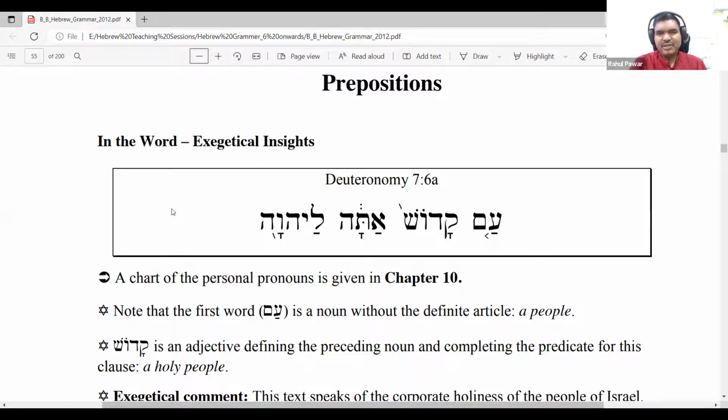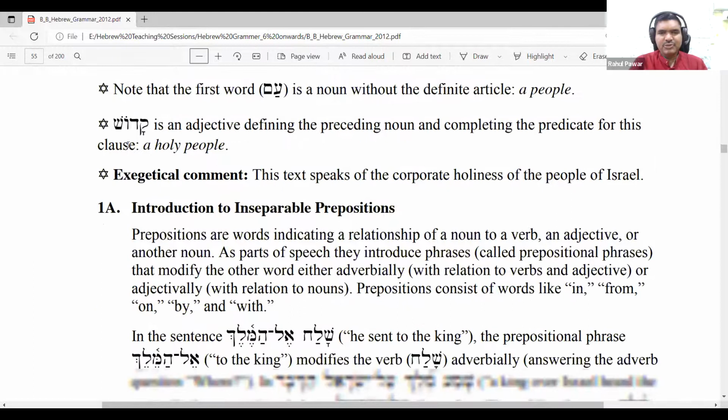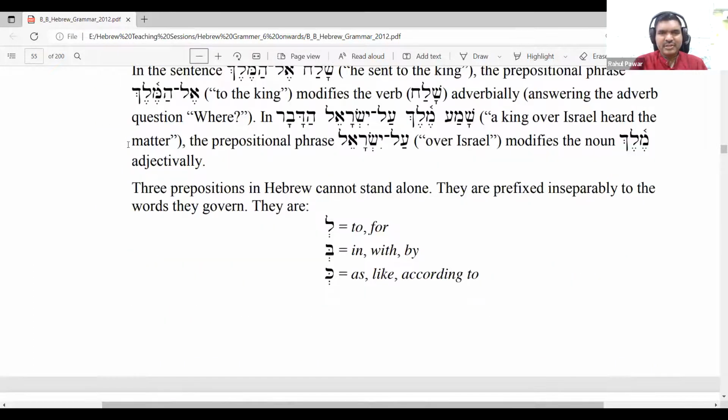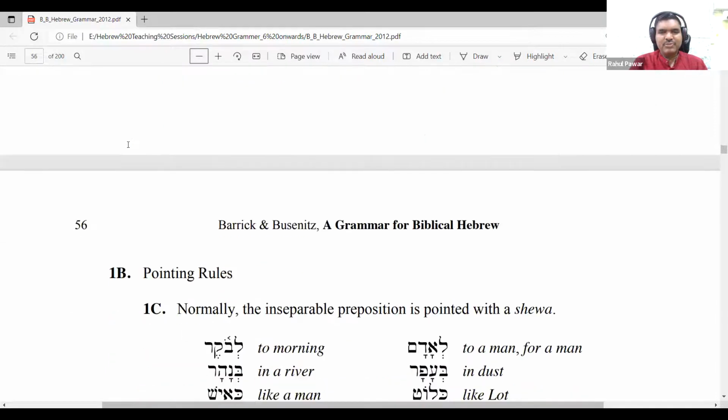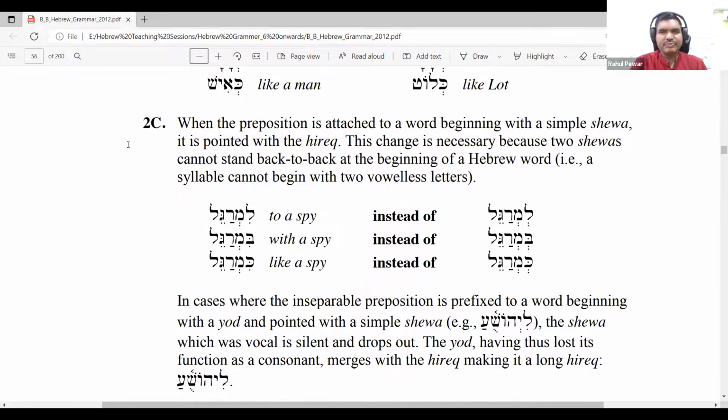If it is pointed with lamed, because there is an accent, we can say accent rule number 5. But none of the rules apply to Elohim or Yahweh. They are all exceptions. Okay. Any other observation or queries? I request all of you to read this chapter at least one or two times to understand these prepositions.